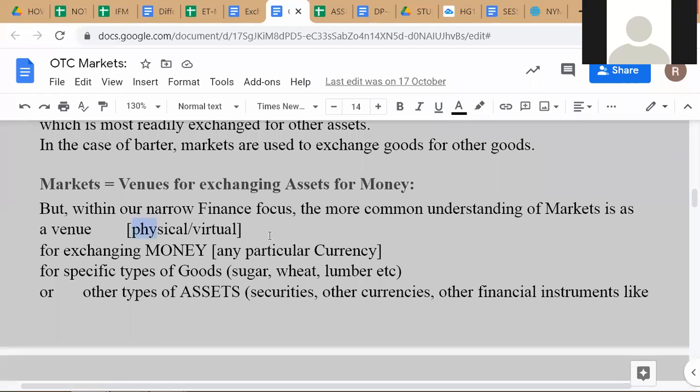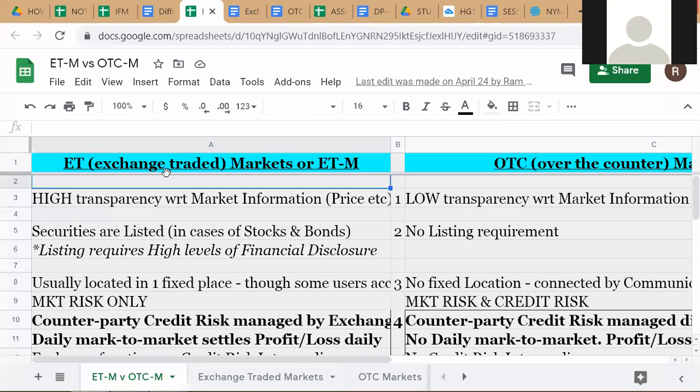So this in fact gives you a good introduction to the differences between exchange traded and OTC. In future, I'm not going to say this big word, exchange traded. I'll just say ETM and OTC. When I say OTC, I mean over-the-counter markets, and when I say ETM, I mean exchange-traded markets. These are very big words, so I'm not going to say them again and again.